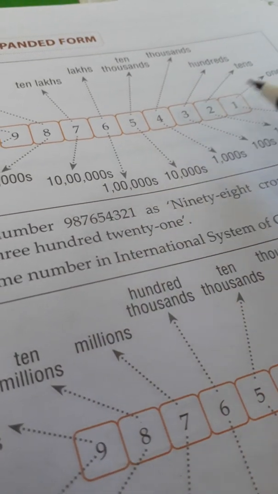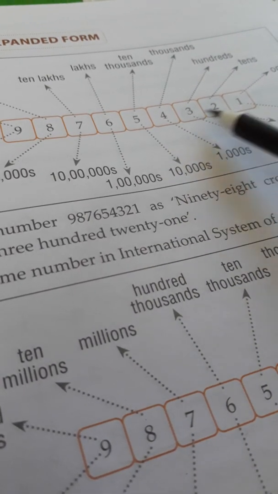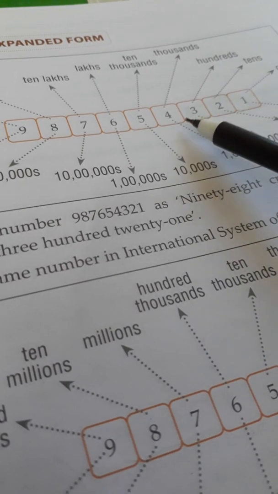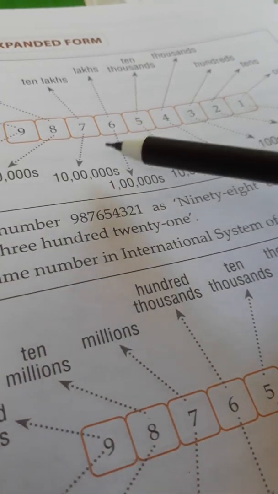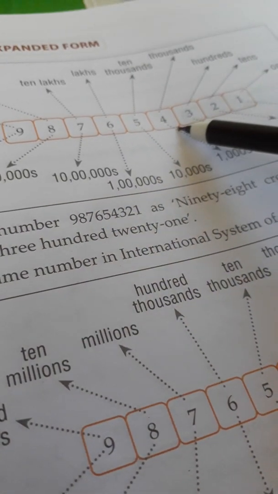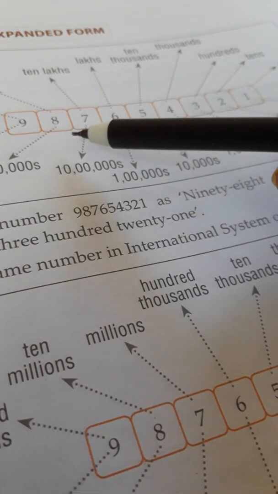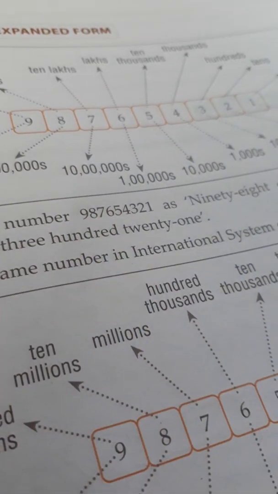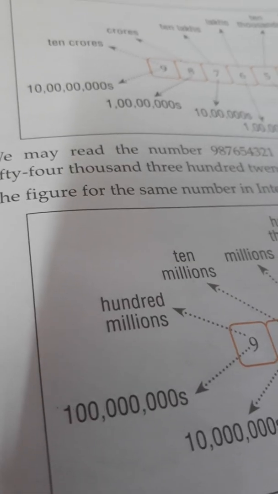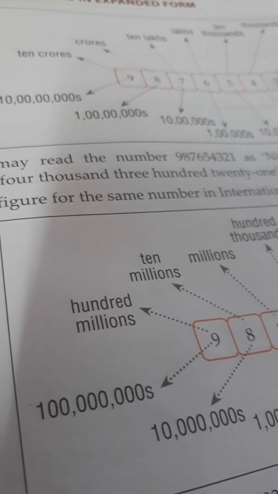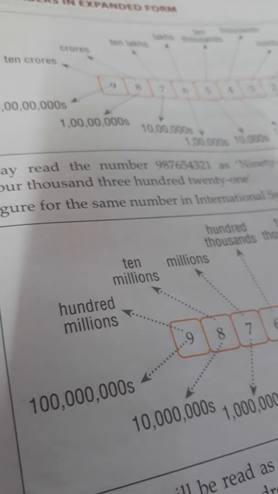Okay, so in the Hindu Arabic system, the first comma we will use after 3 places. So after 3 places, 1 2 3, the first comma you will use, then after 2 places we will use the second comma, and after 2 places we will use the third comma, like that way. Okay, but in the international system we use commas after 3 digits or after 3 places from the right, and we continue like this.